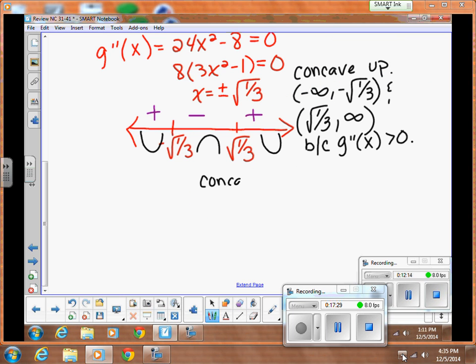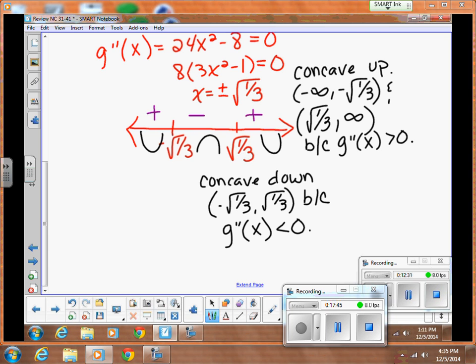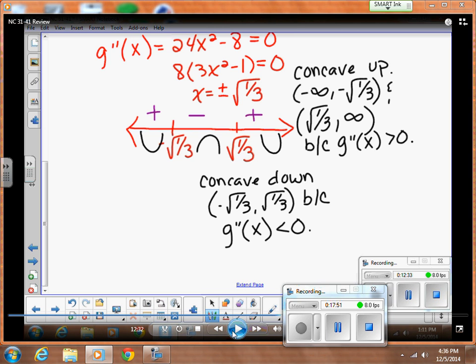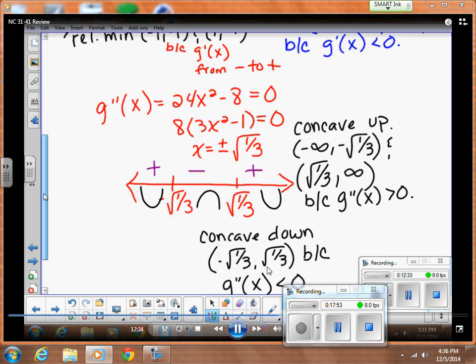Now it's concave down where my second derivative came out negative, which is from negative square root of 1/3 over to positive square root of 1/3. Again, because the second derivative is less than 0. Again, those little statements right there, guys, are very important. You have to make sure that you have those statements there. Those are your justifications. Okay?